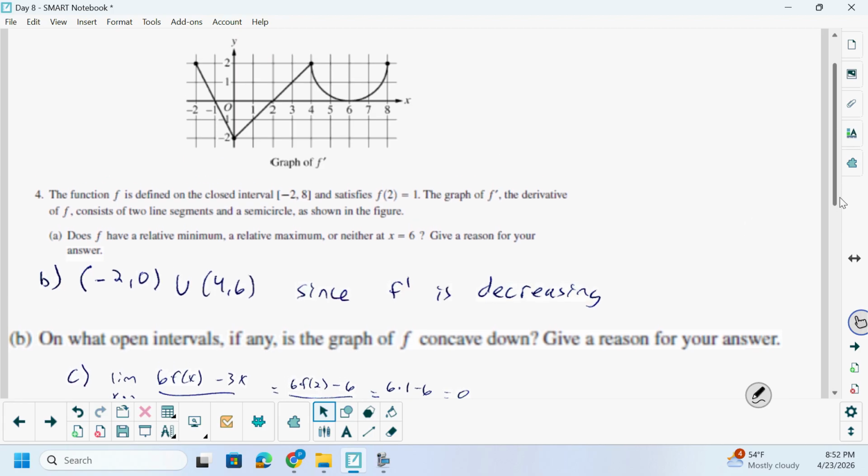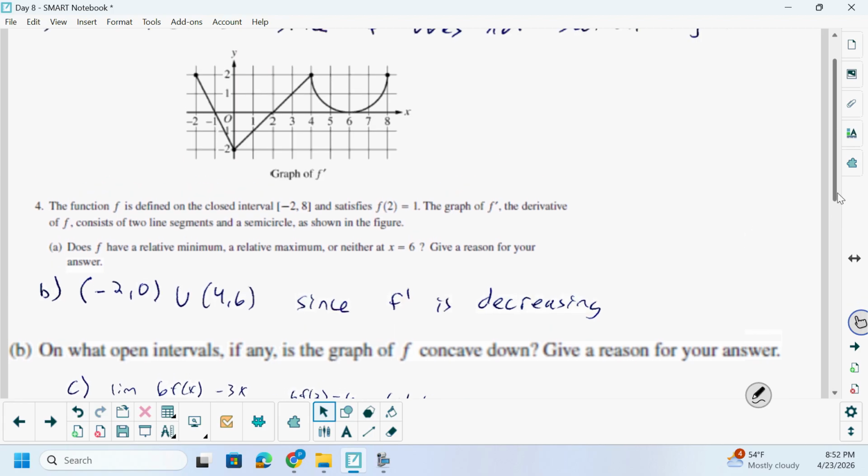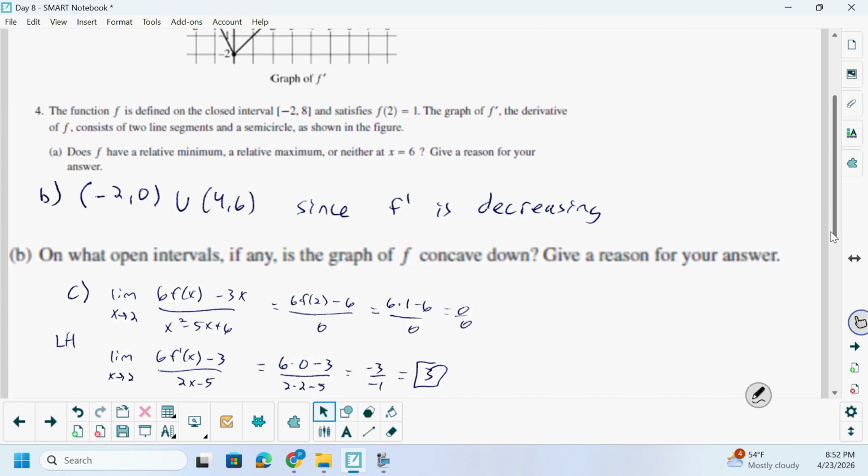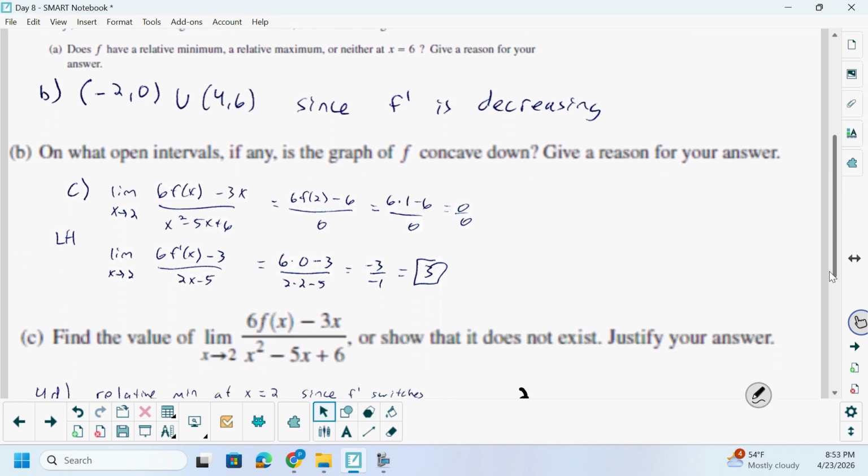Notice that our graph of f prime when x is equal to 2 has a value of 0. Simplify it, you end up getting 3.